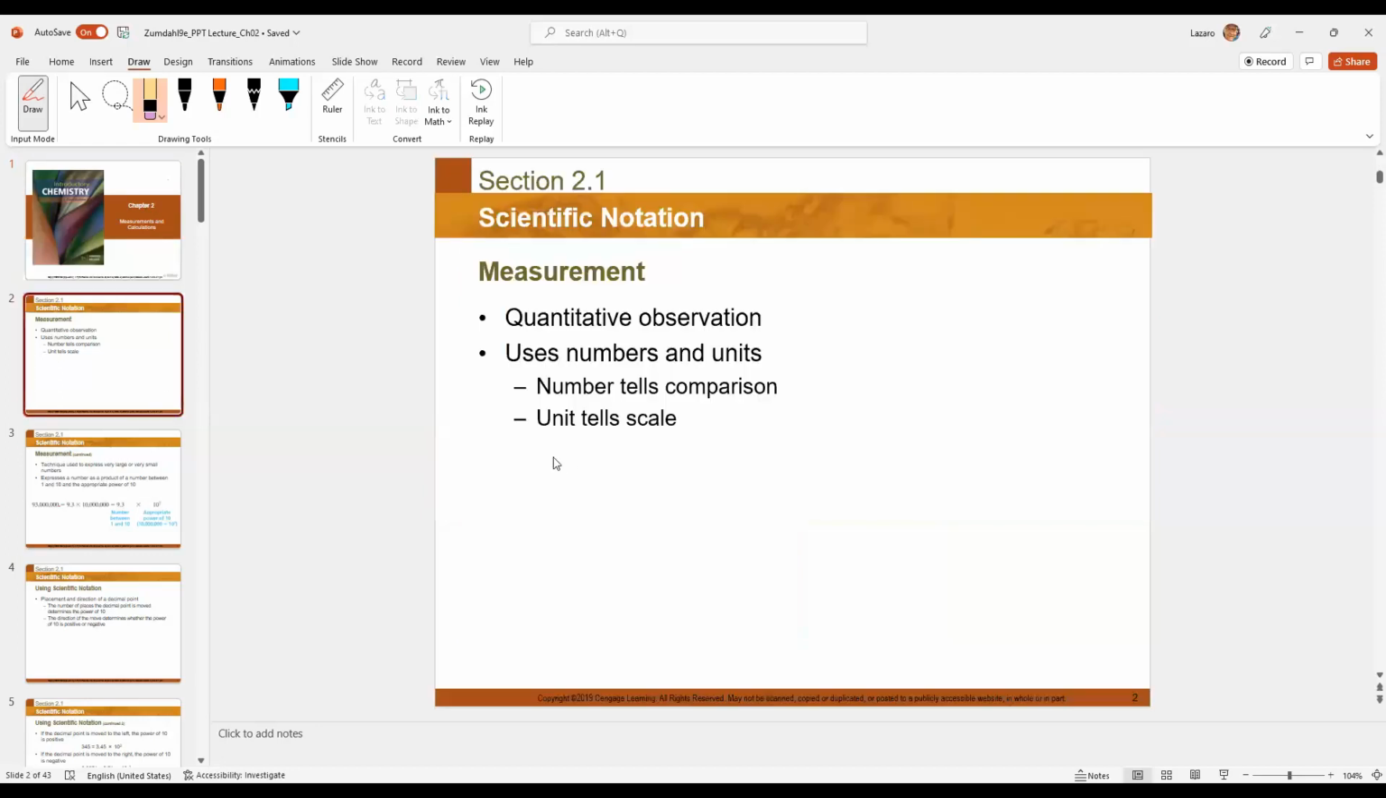Well, what is a measurement? It's a quantitative observation. It uses numbers and units. Don't forget that it's not only a number, it's also a unit. The number tells comparison. Comparison with a pattern. For example, if you are going to measure length, we can use the inch or the centimeter according to the system that you are using in your measurement.